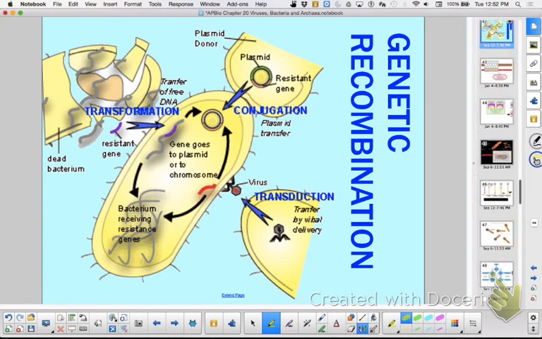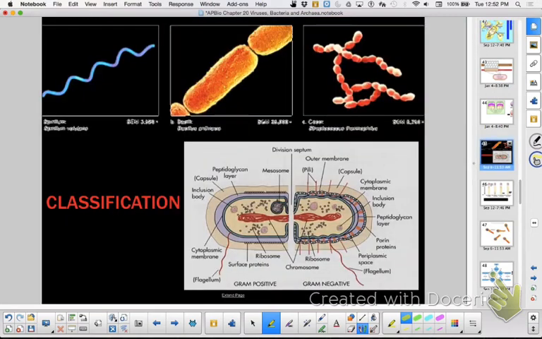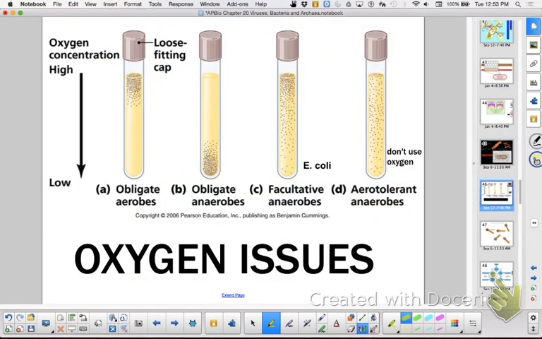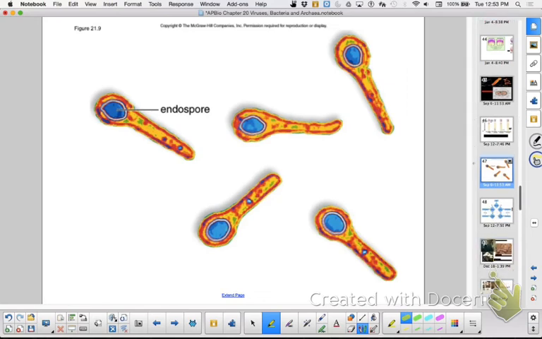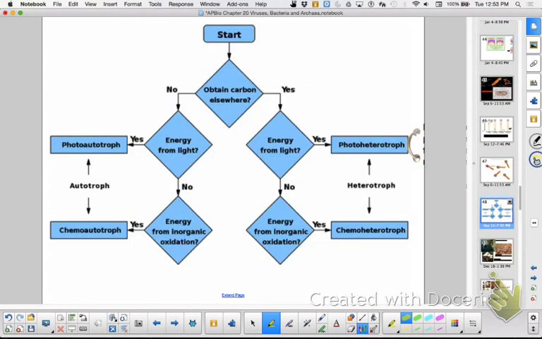Okay, we talked about how you don't really need to memorize shapes or gram negative or gram positive, but how bacteria act in their environment. Some are obligate aerobes, which require oxygen. Some are obligate anaerobes. They do not survive in the presence of oxygen. They can hide out as endospores. Some are autotrophs, some are heterotrophs.